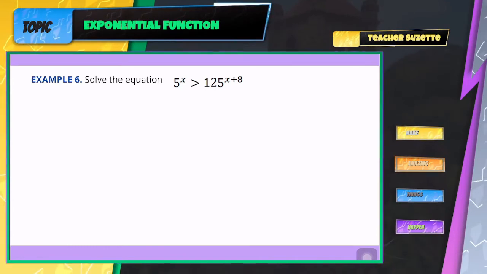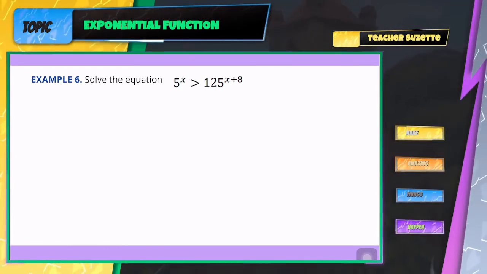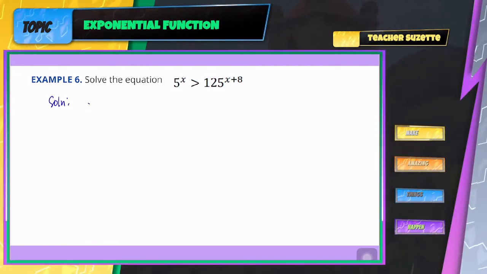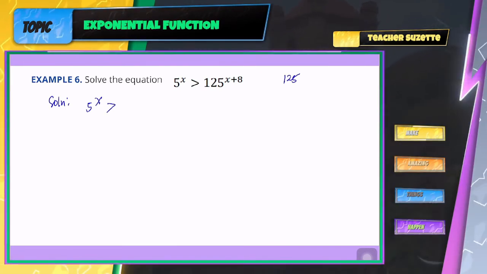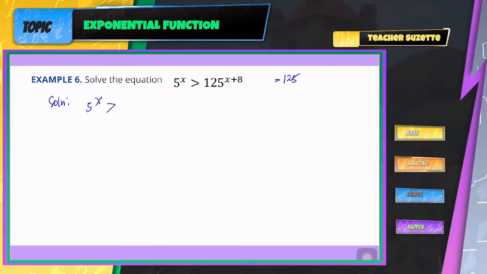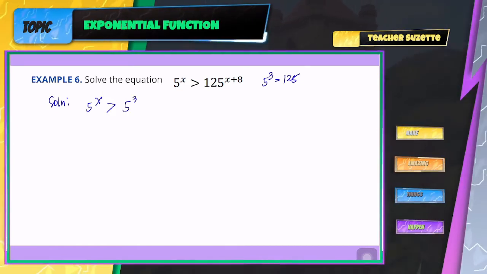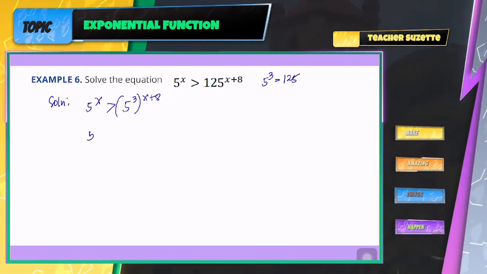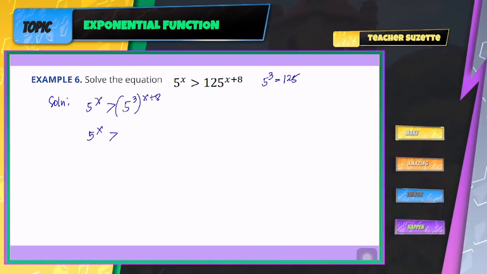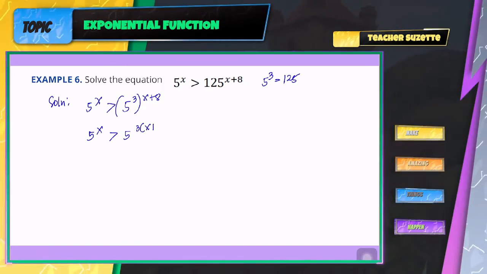Next, let's have 5 raised to x greater than 125 raised to x plus 8. Ganun din po ang gagawin natin. Solution: you have 5 raised to x greater than 125, which can be written as 5 raised to cube. So, write na lang natin siya as 5 raised to cube, raised to x plus 8. So, you will have 5 raised to x greater than 5 power by power, so 3 times x plus 8.